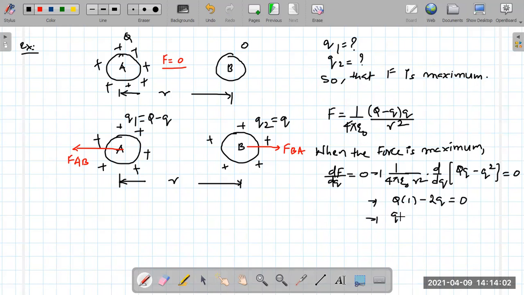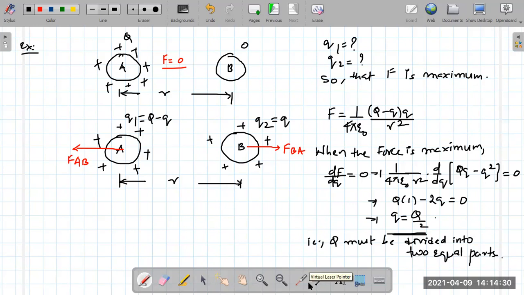So from this we can say that q is equal to Q by 2. That is, force is maximum when the charge is divided into two equal parts. Are you getting the point? Yes, sir.